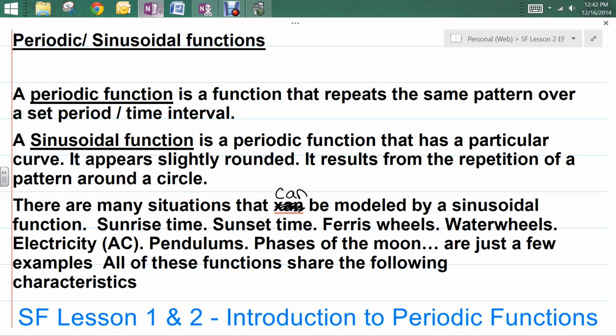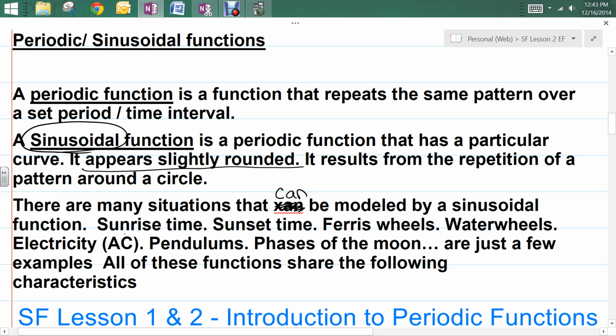Okay? Now a sinusoidal function, this word here that I'm circling is sinusoidal, just so you know. Because it's a confusing looking word. It basically means sine-like. Okay? And you'll understand that in a minute. It's a periodic function that has a particular curve, but it appears slightly rounded. It's basically caused by motion around in a circular sort of pattern. So, many situations can be modeled by a sinusoidal function.